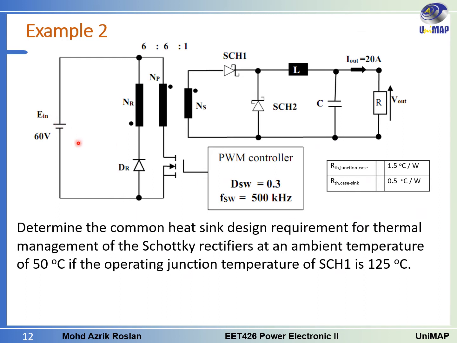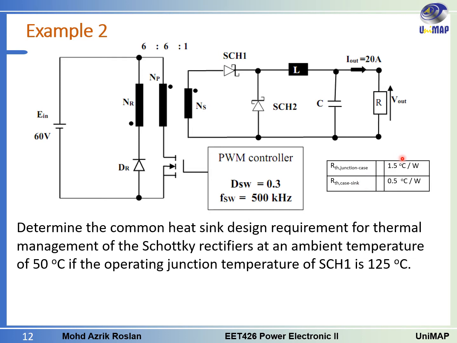Now we move to the second example. In this circuit, we still use the forward converter. We have the RTH junction to case, which is given as 1.5 degrees C per watt, and RTH case to sink of 0.5 degrees C per watt. If you compare this to the first example, in the first example it gives the value of RTH junction to sink. In this case it gives the junction to case and then case to sink.